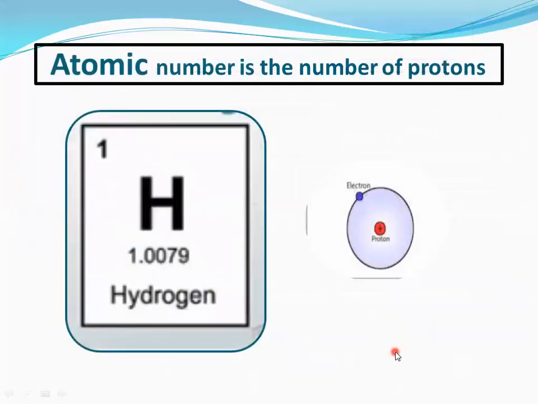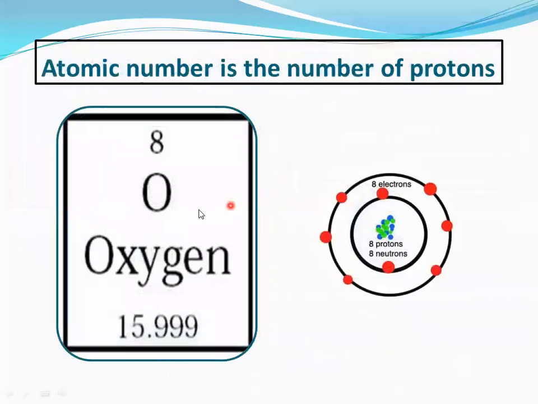Observe this diagram. Hydrogen has only one proton inside the nucleus. That's why atomic number is 1. Oxygen, symbol O. How can we calculate the atomic number? Observe the diagram. There are 8 protons present inside the nucleus. That's why atomic number is 8. The atomic number is the number of protons.